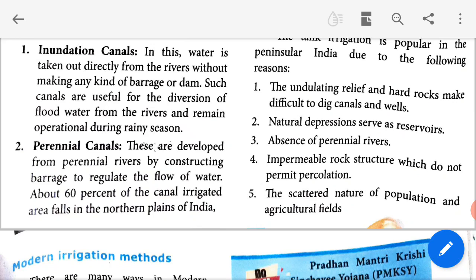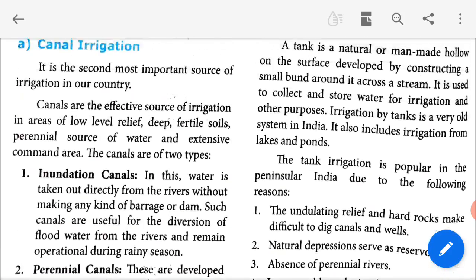Perennial canals are developed from perennial rivers by constructing barrages and dams to regulate the flow of water. They save the water that they get during the rainy season; they construct a dam and store it. About 60% of the canal irrigated area falls in the northern plains of India. So most of the canal irrigation is done in the northern parts of India.